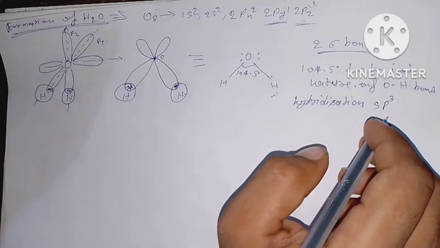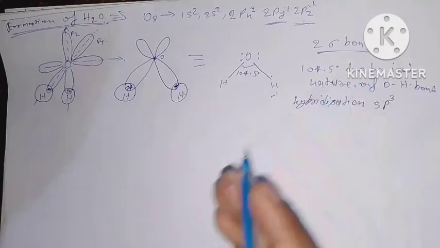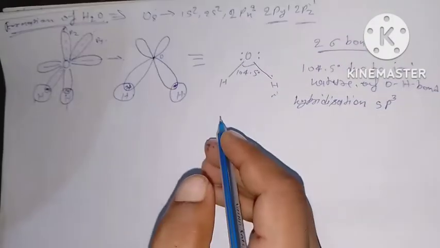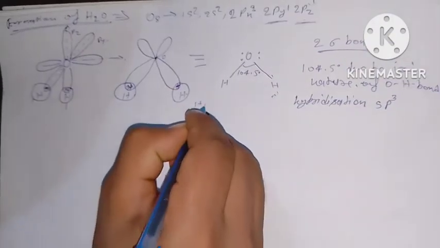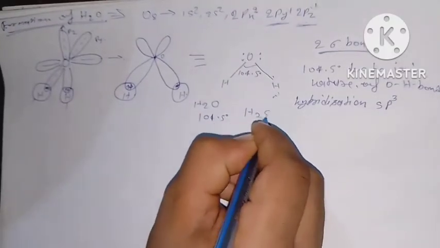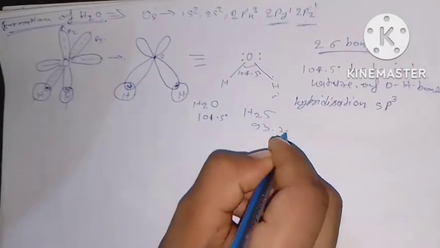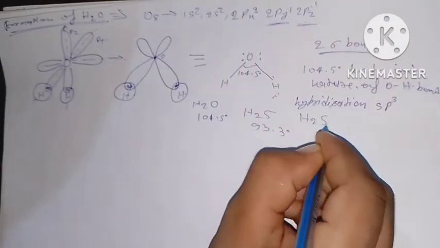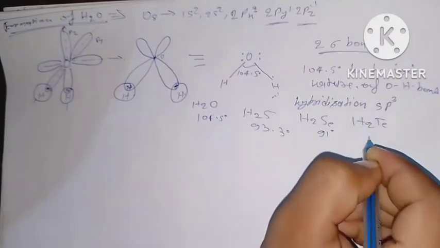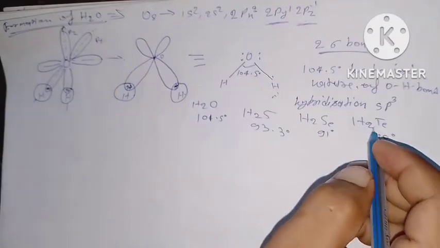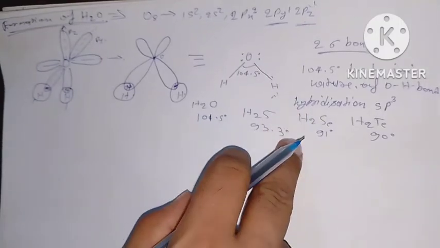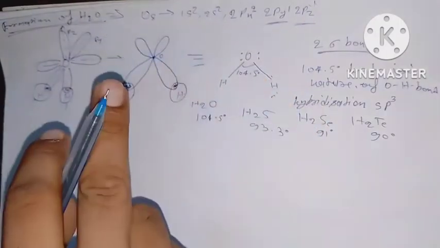Moving down a group, electronegativity decreases and size increases, hence the bond length increases. Bond angle: H2O is 104.5 degrees, H2S is 93.3 degrees, H2Se is 91 degrees, and H2Te is 90 degrees. As the bond length increases, there is less repulsion between the bonds and the bond angle comes nearer to 90 degrees.